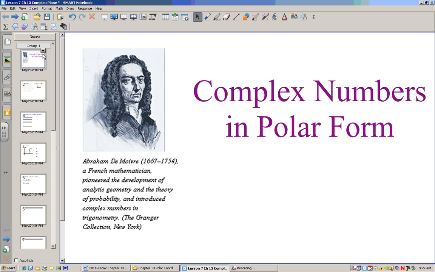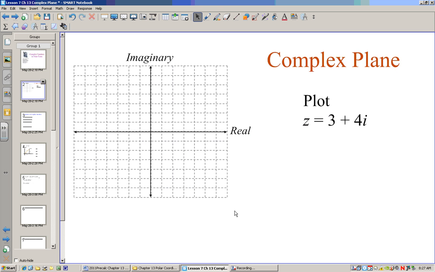Lesson 7 in our polar equations unit. Today we're going to learn about complex numbers in polar form. Now, De Moivre is the person that introduced complex numbers to trigonometry, and he has a property named after him. But first, let's start with the complex plane.